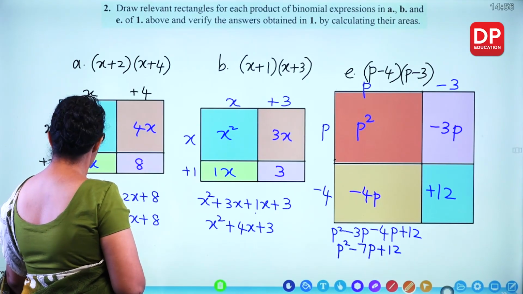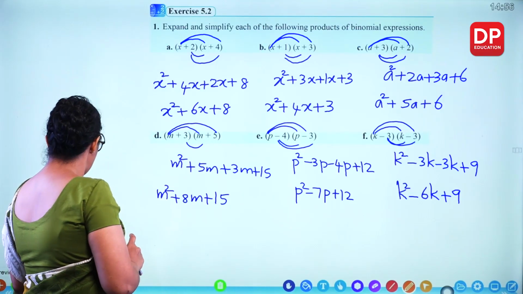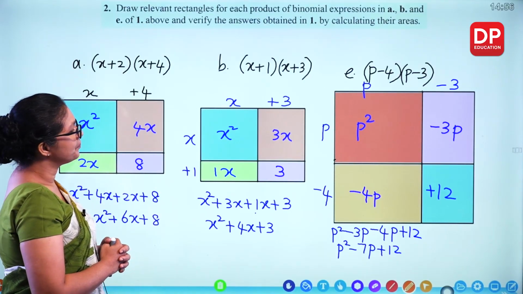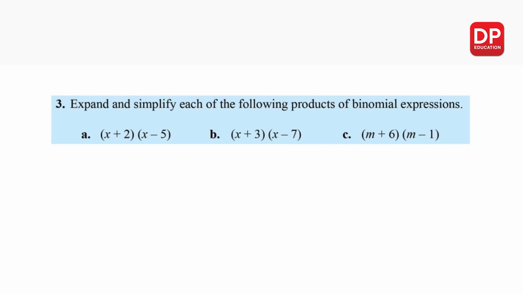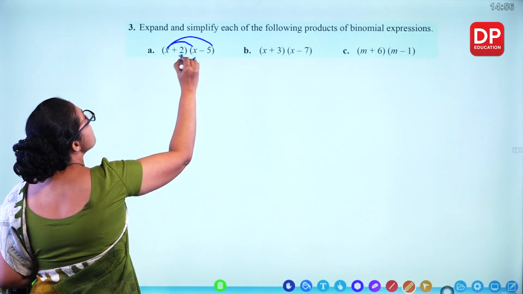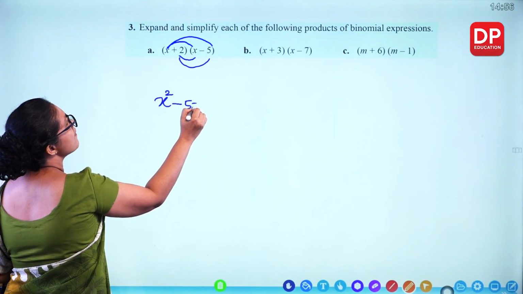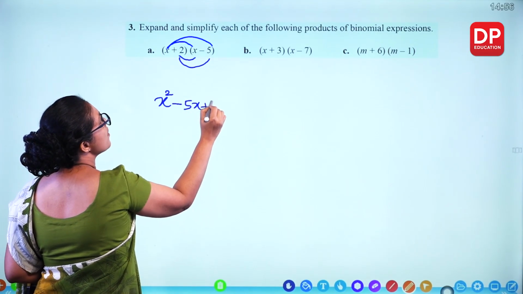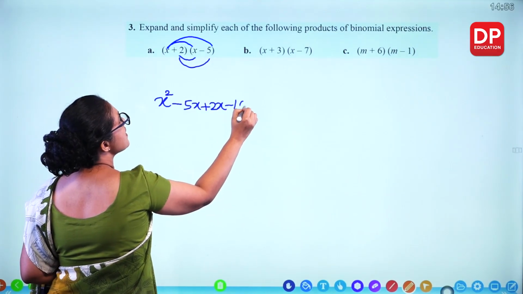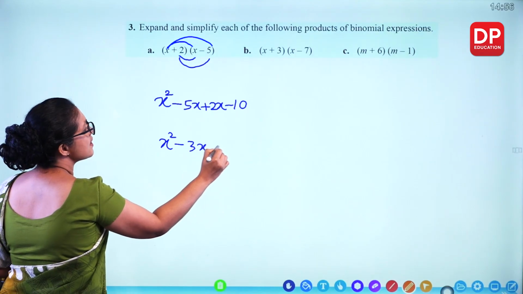P squared minus 7p plus 12. So that's the same answer we got in part 1. Question number 3. Expand and simplify each of the following products of binomial expressions. So we'll use FOIL method. x into x, x squared, minus 5x, 2 with x, 2x, and minus 10. So what's the answer? x squared minus 3x minus 10.